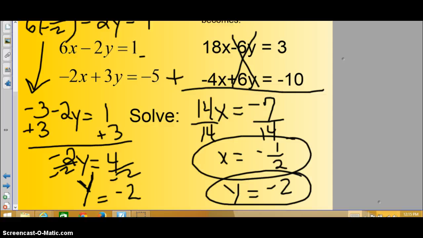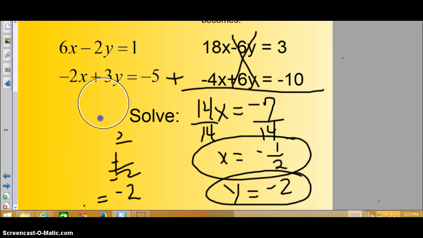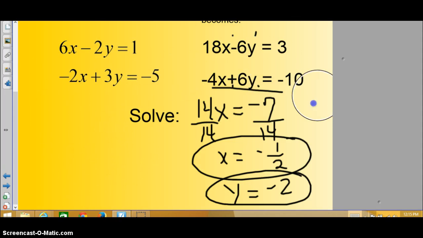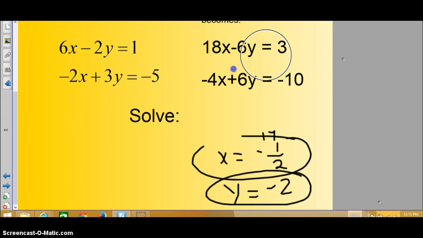Now I can take those solutions and put them back into that second equation and make sure it works. You always want to make sure that you put that solution back into the other equation, because we know it's going to work for the one because you just solved it using that. So we have to always make sure that we take this back into the other equation.